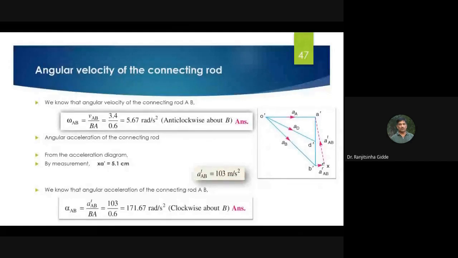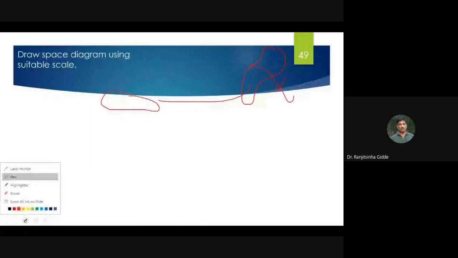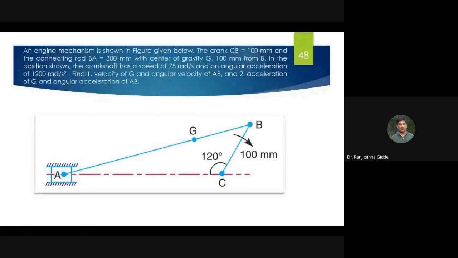Okay. Is everyone done? Omkar, done? Yes, sir. Completed. Okay. Then take down next numerical. Take down next numerical.